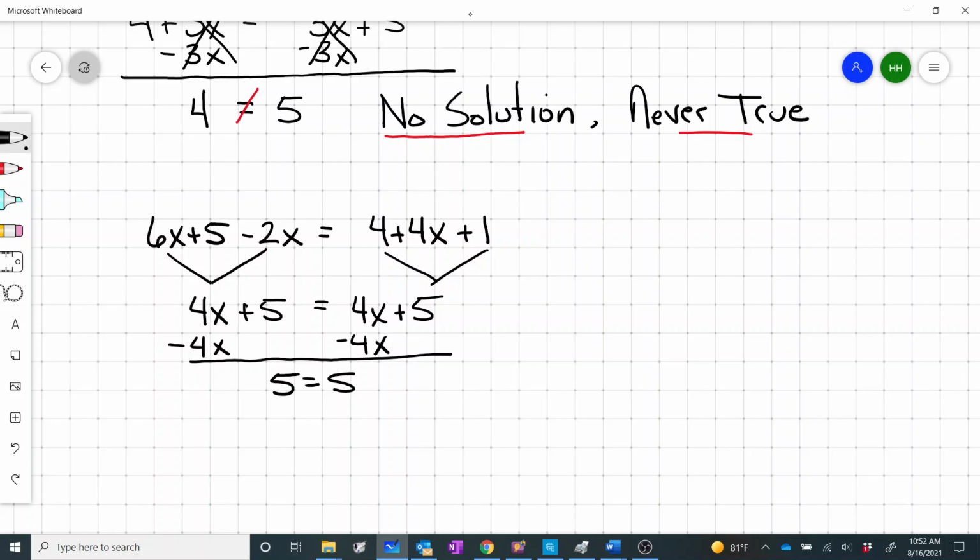Alright. So this is called an identity problem. This equation is called an identity equation. And this is always true.